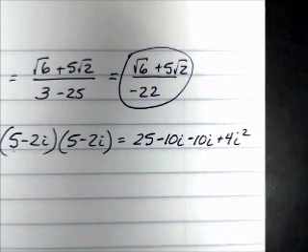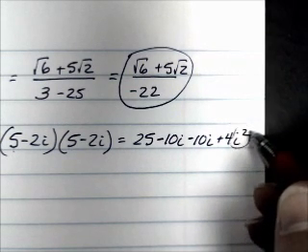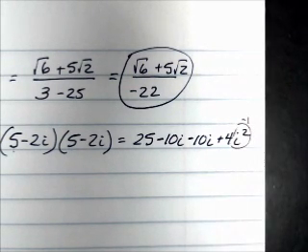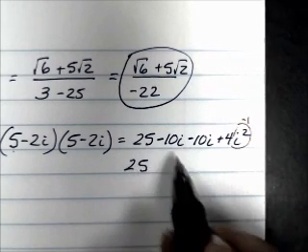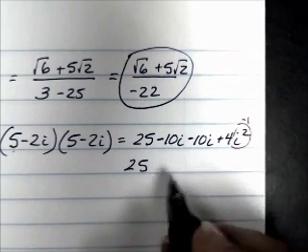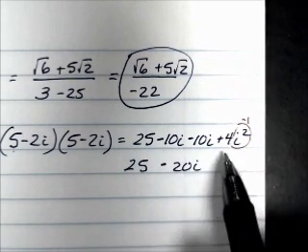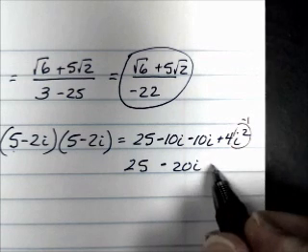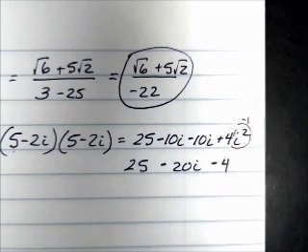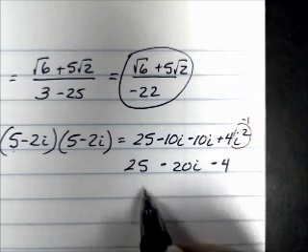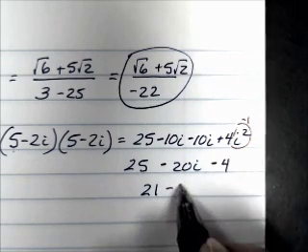But remember, i squared is equivalent to negative 1. So we have 25. These combine, negative 10i and negative 10i is negative 20i. And positive 4 times the negative 1 is minus 4. And 25 minus 4 is 21. So we have 21 minus 20i.